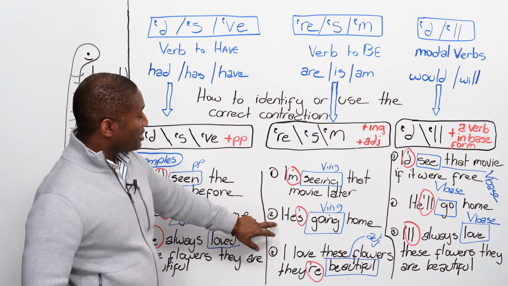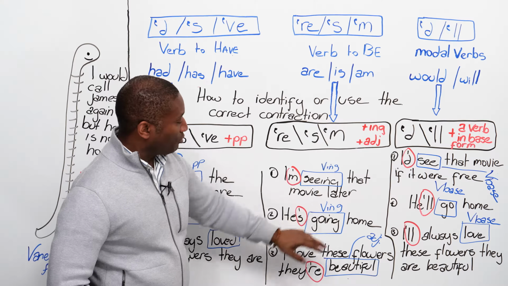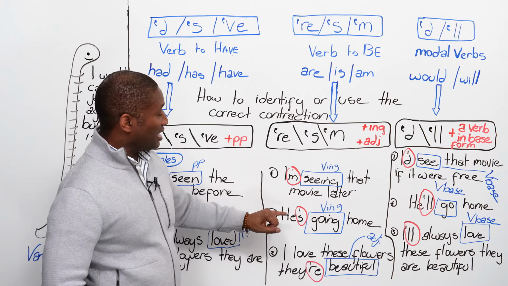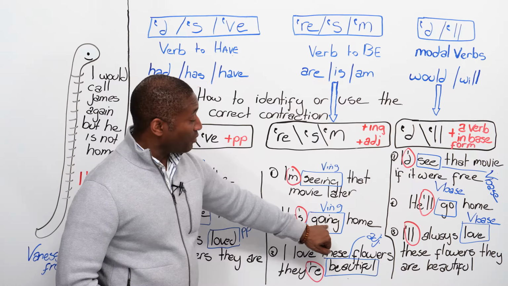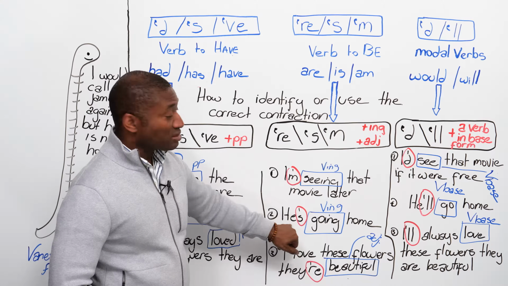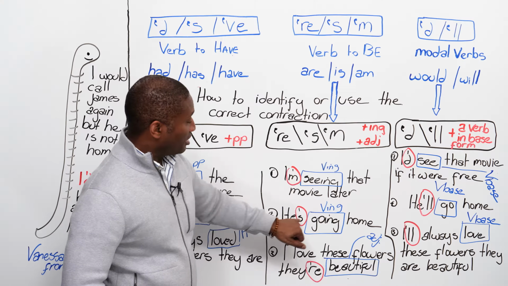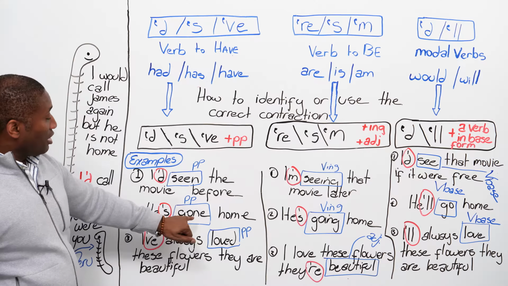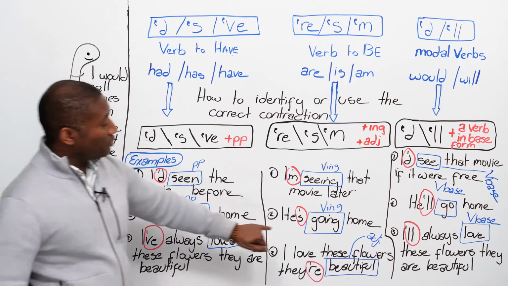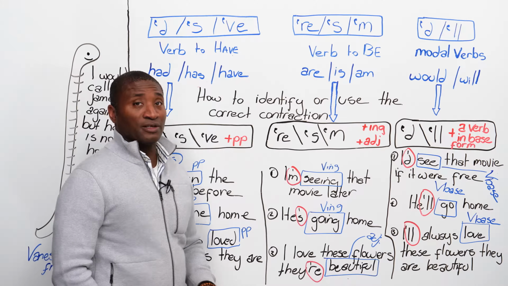Good. Now let's look at the second sentence. He's going home. Now before, we didn't know if he has going home or he is going home. But we notice there is a verb ing here, which makes this the verb to be. He is going home. And if we compare over here, he has gone, we can see the past participle versus the verb with ing to make it clear.